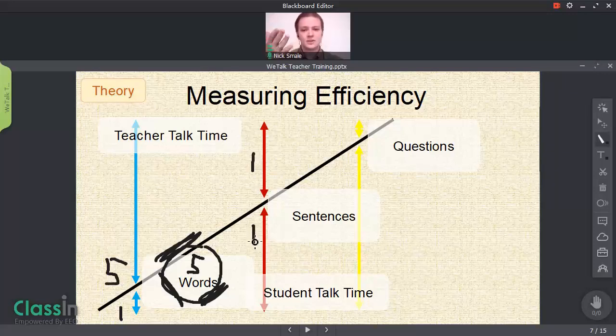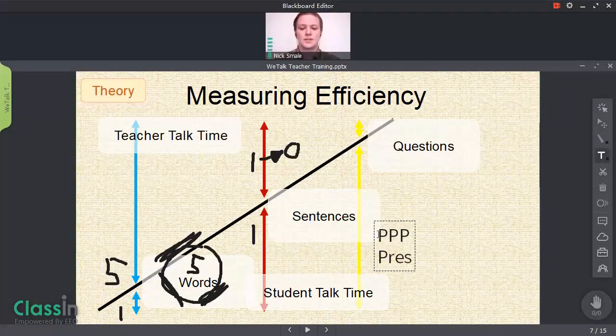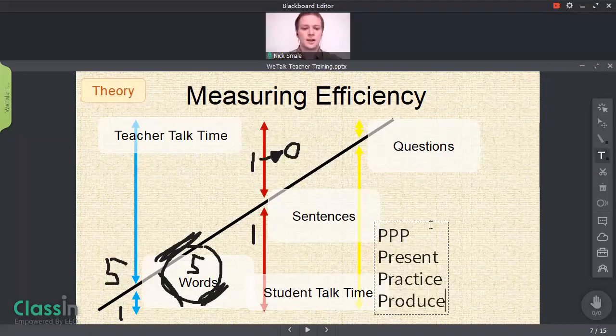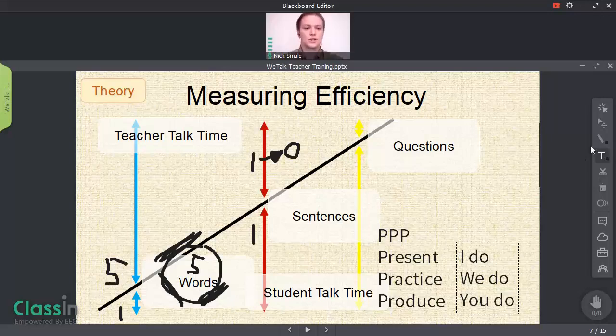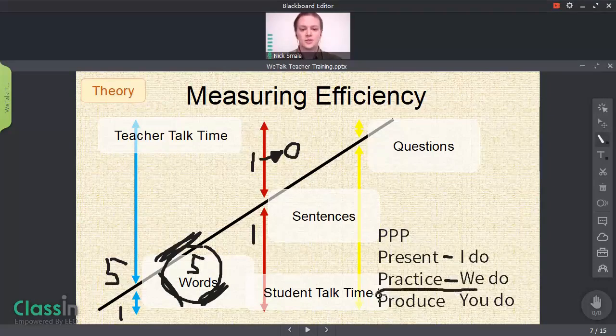I say a sentence, you say a sentence. I say a sentence, you say a sentence. This time, we're going to try to work our way down to 0. We do this with the PPP method. That stands for present, practice, and produce. Another easy way to say it is I do, we do, and you do, which means that you start off with the teacher alone, move on to teacher and students, and then you finish off with students alone.